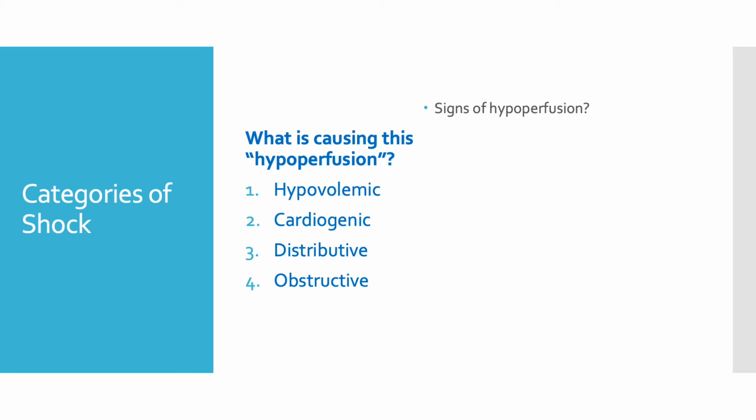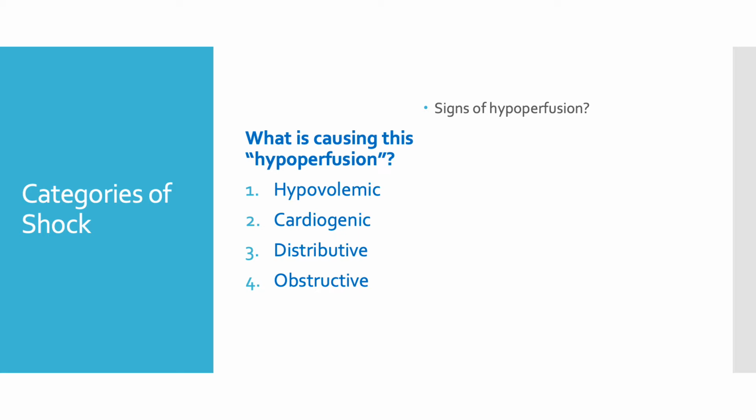So shock is hypoperfusion, which causes impaired cellular metabolism. And unfortunately, there's quite a few different ways a patient can experience hypoperfusion. And we divide these many different causes of hypoperfusion into 4 larger categories. We have hypovolemic shock, cardiogenic shock, distributive shock, and obstructive shock.